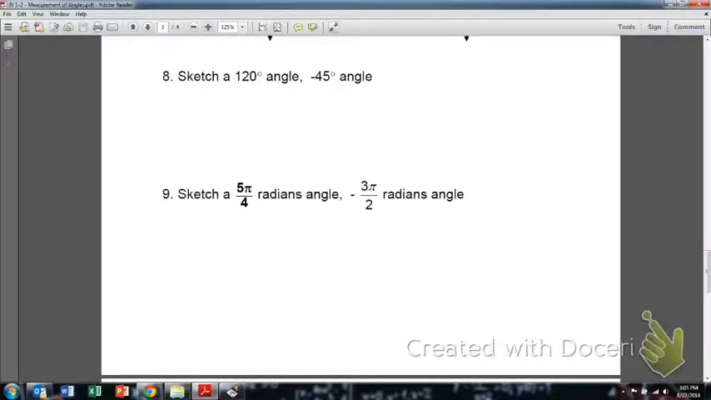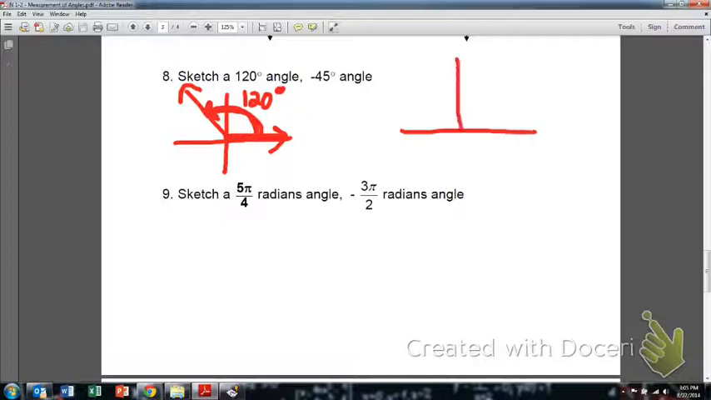Okay, so now we're going to try to sketch a couple of angles. 120 degrees is going to be 30 degrees past 90, right? So if we start here, this is our initial side. Our terminal side would be 30 degrees past 90. And because it's positive, we use this counterclockwise rotation. We rotate up from the x-axis. So this would be about 120.